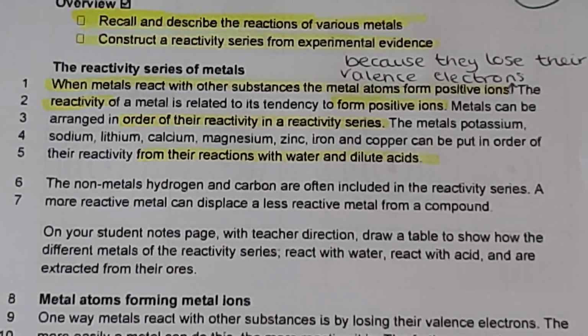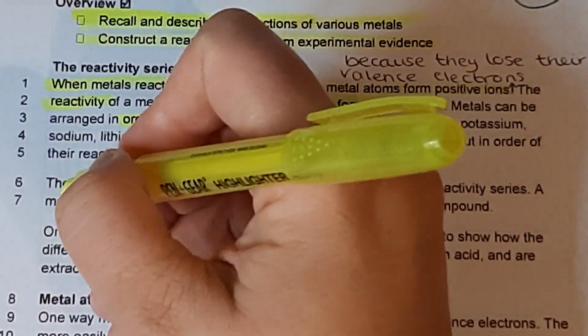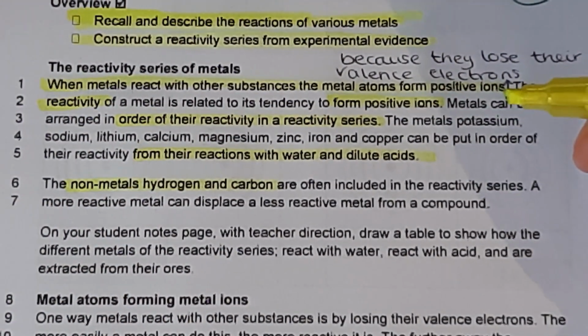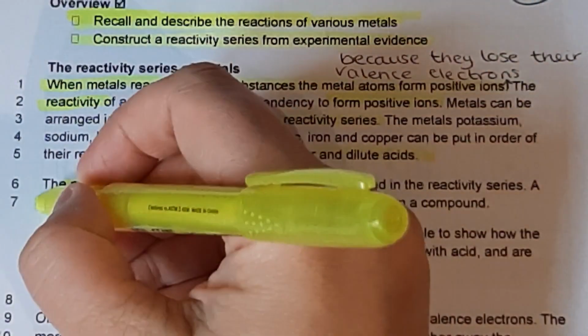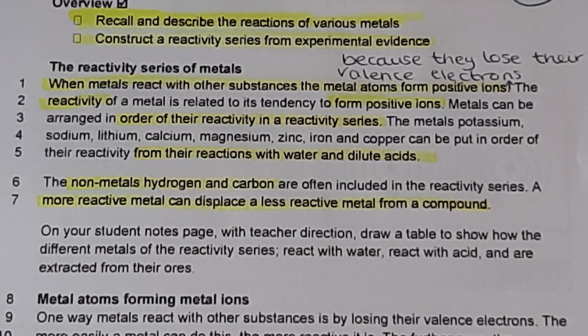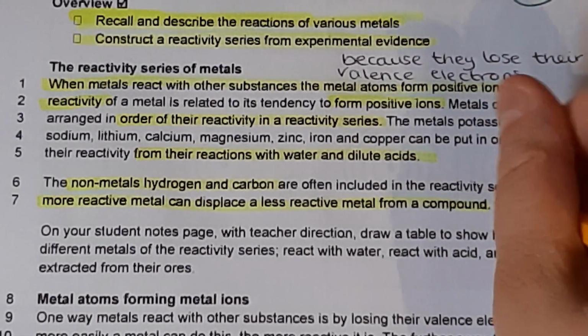Okay, so the non-metals, hydrogen and carbon, are often included in the reactivity series. A more reactive metal can displace a less reactive metal from a compound. This is known as a displacement reaction.